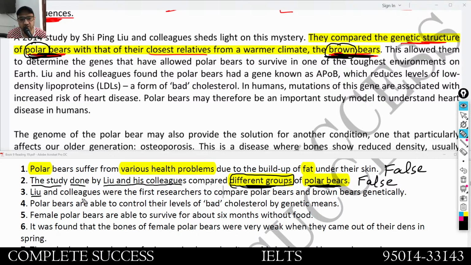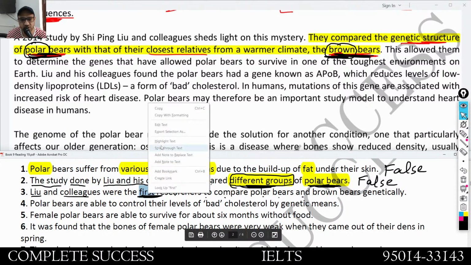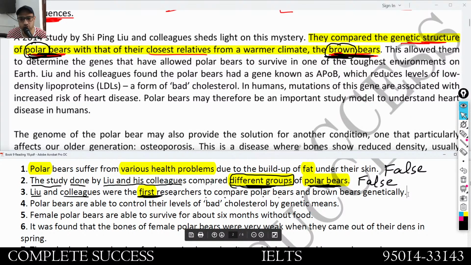The next question is: Lee and colleagues were the first researchers to compare polar bears and brown bears genetically. So they were the first researchers. We need to focus on this part, because if they are the first researchers, then we should say this is true. So they are the first researchers to compare polar bears and brown bears genetically. So we know that they compared genetic structures of polar bear and brown bear, there is no doubt.